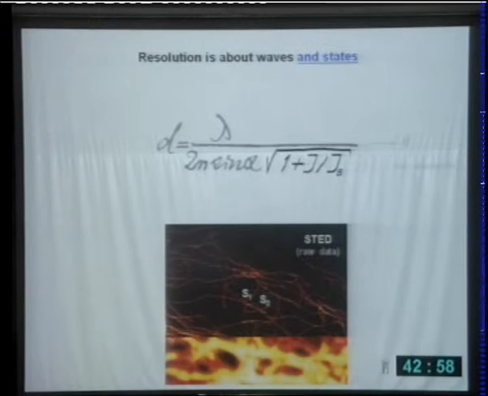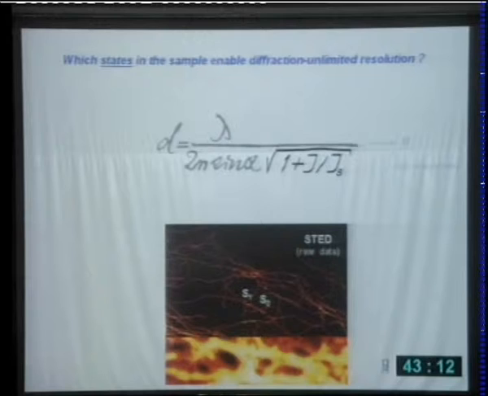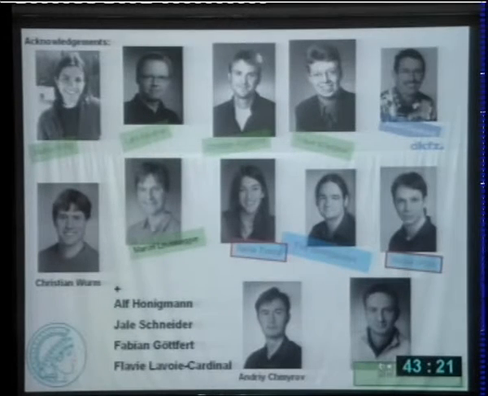Think about it differently. Resolution is not just about waves. It's about waves and states. And I'm convinced that future generations, when they think about a light microscope, will not just ask for, let me have the best waves and the best lenses. They will say, are there any states in my sample that give me nanometric scale resolution? This is the way you should see the light microscope. And there are already people who do that, not least the ones in my lab. And by acknowledging them, I would like also to thank you for listening. Thank you very much.